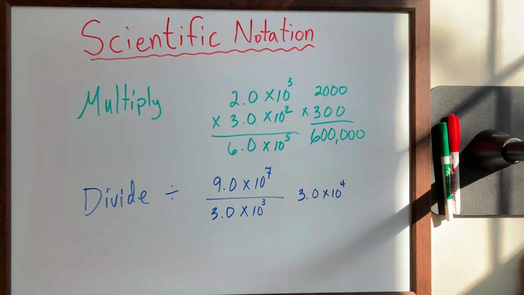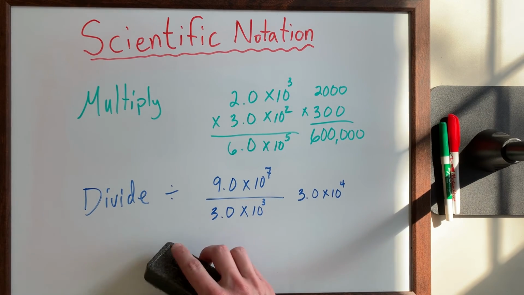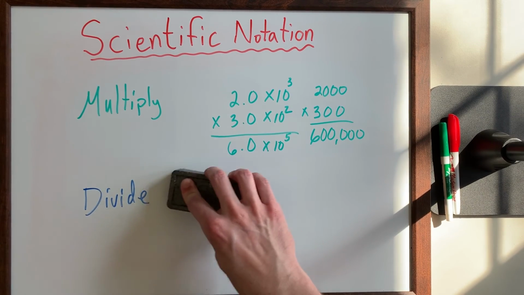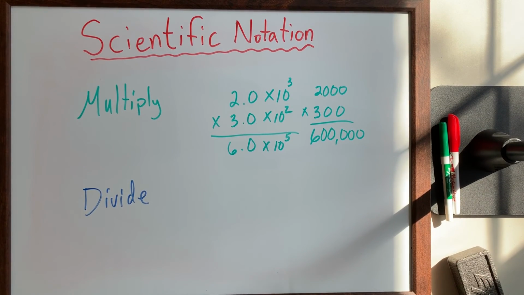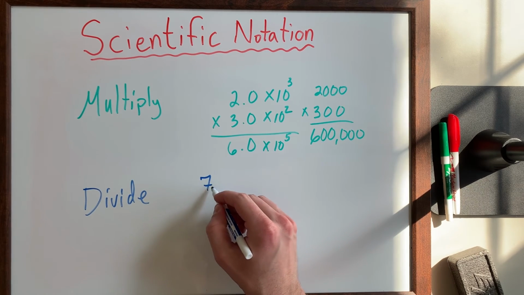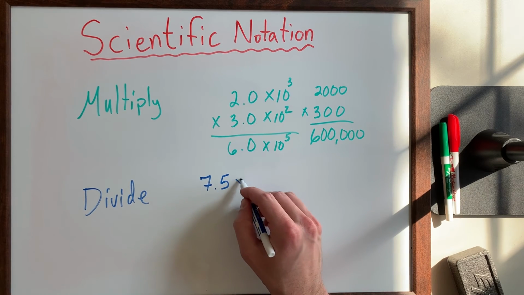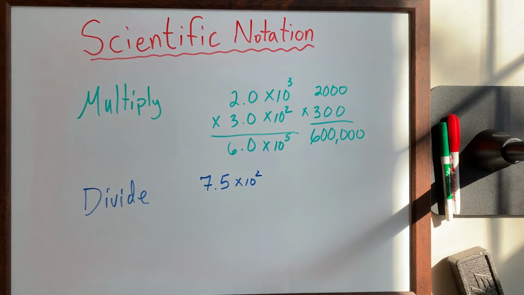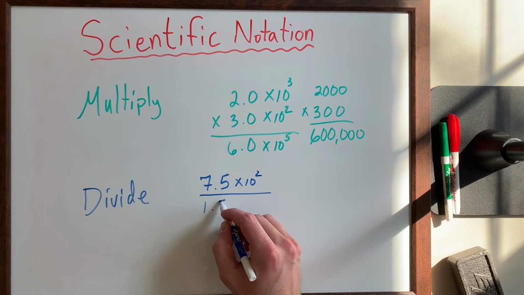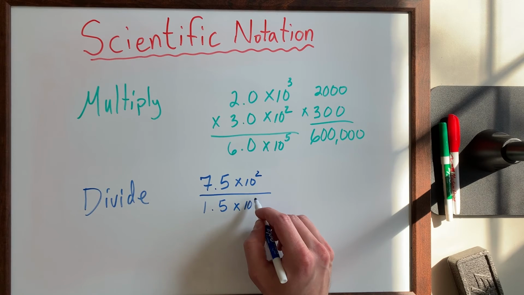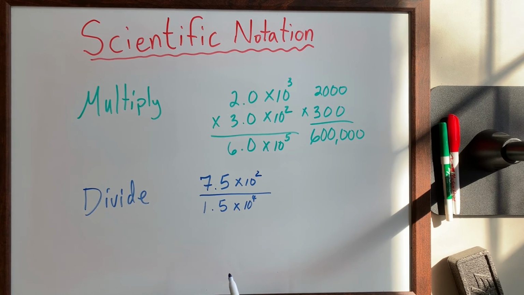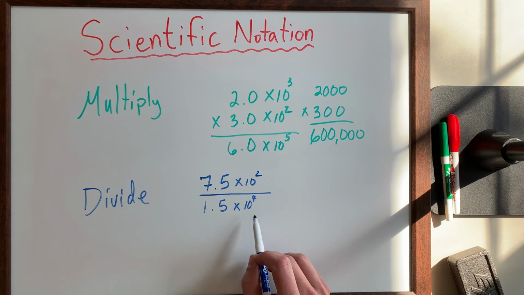Let's do one more example because I want to show you that with division, if you have a bigger number in the denominator, you actually will end up with a negative exponent. How about 7.5 times 10 to the 2nd? And we're going to divide that by 1.5 times 10 to the 4th. And at the end of this, I'll show you what these numbers really look like so that you can check it yourself with a calculator and see that it does work.